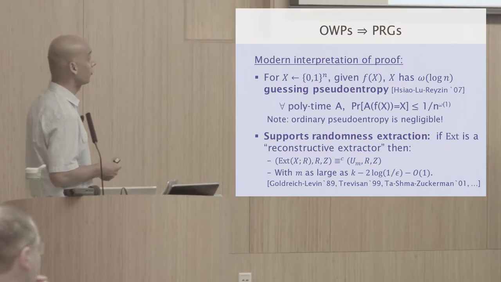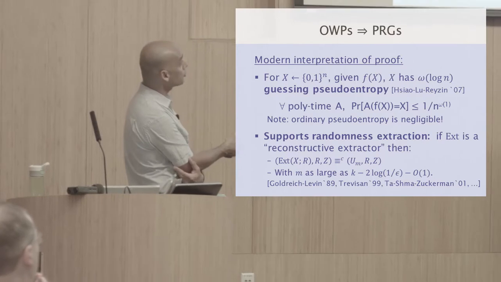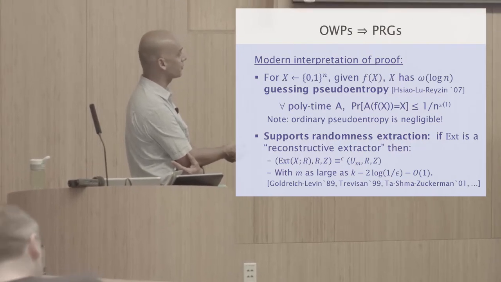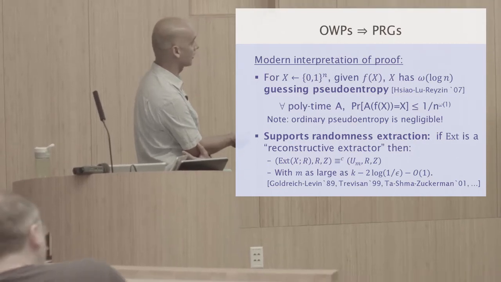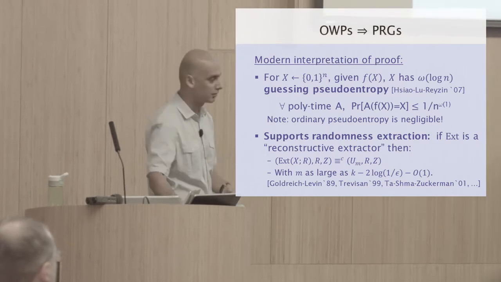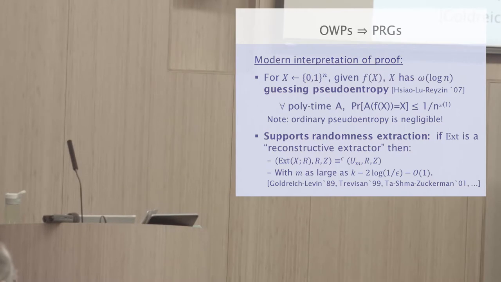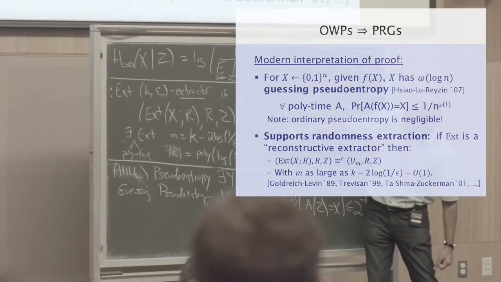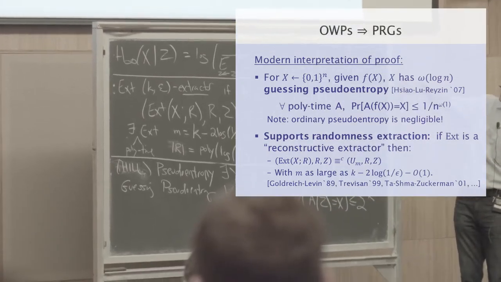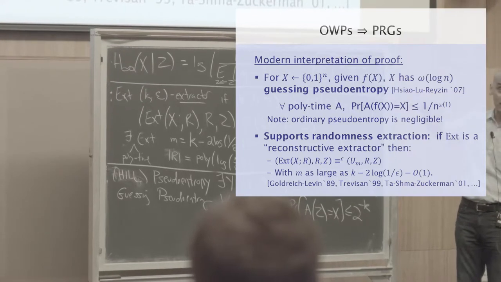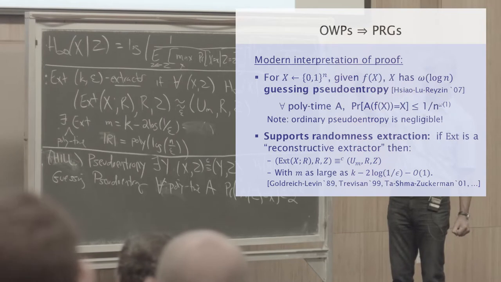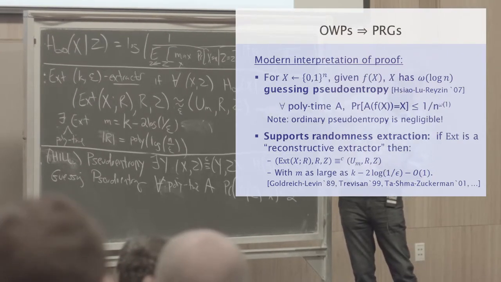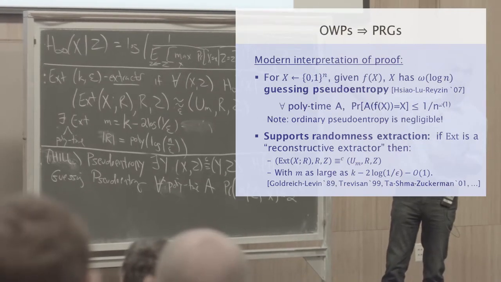So how do we get to pseudorandomness? Well, it turns out that nevertheless, guessing pseudoentropy also supports randomness extraction. But you need a special kind of extractor. There are many names for these kinds of extractors. One name that's been given in the literature is a reconstructive extractor. What a reconstructive extractor does is come with an efficient reduction from distinguishing the output of the extractor from uniform to predicting the value of the source X from which you're extracting. So it's an extractor that's not just efficient to compute, but comes with this efficient reduction from violating the property it's supposed to achieve with its output to violating the property that is supposed to be guaranteed on the input.